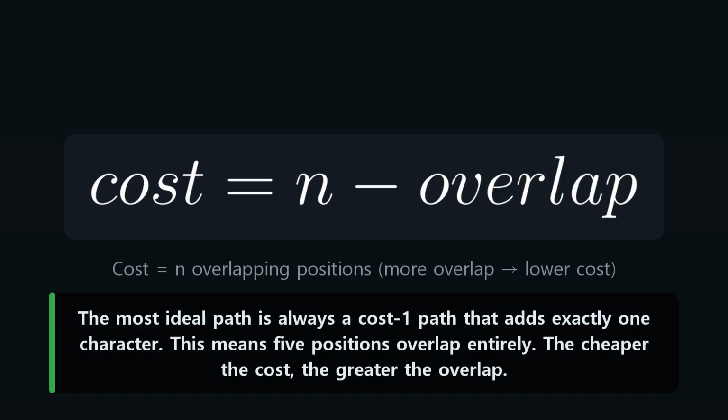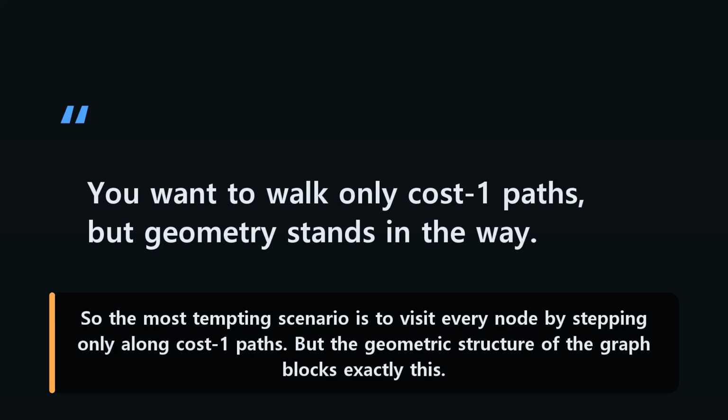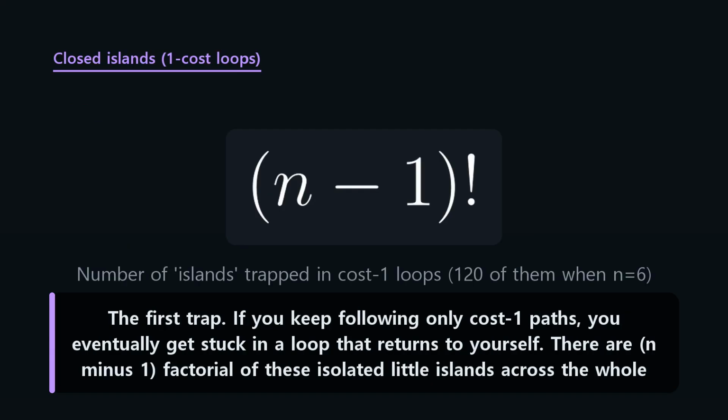This means n-1 positions overlap entirely. The cheaper the cost, the greater the overlap. So the most tempting scenario is to visit every node by stepping only along cost 1 paths. But the geometric structure of the graph blocks exactly this. The first trap. If you keep following only cost 1 paths, you eventually get stuck in a loop that returns to yourself. There are n-1 factorial of these isolated little islands across the whole graph. For n equal to 6, that's a full 120 of them.